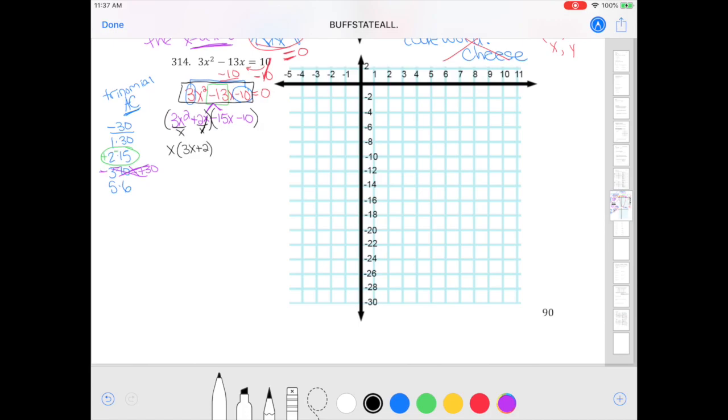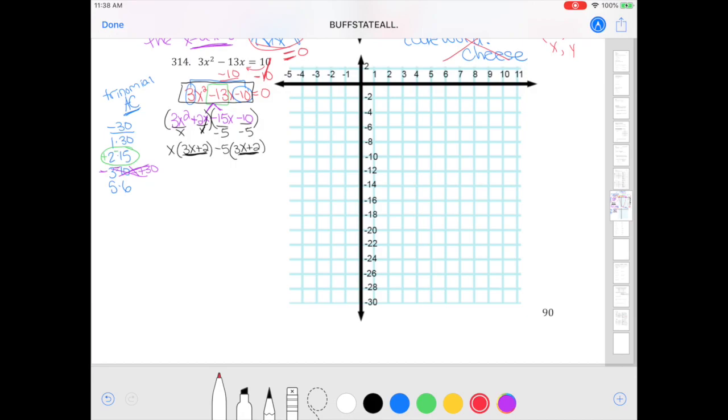In my next group, negative 15x and negative 10, I need them to be positive so that they match up over here. So my GCF is going to be negative, and between negative 15 and negative 10, my GCF is a negative 5. So my negative 5 comes out in front, and then I divide. Negative 15x divided by negative 5 is a 3x, and negative 10 divided by negative 5 is a plus 2, and luckily they match up.